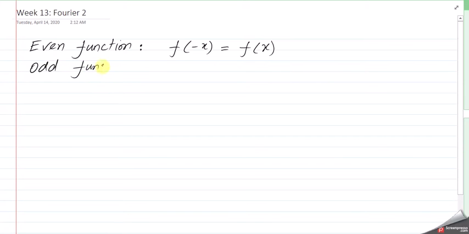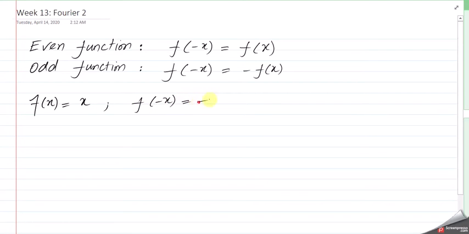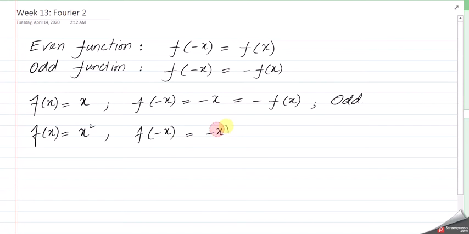Similarly, an odd function is a function where if we replace x with minus x, we can take the minus sign out. Let's see a couple of examples. For example, if f of x equals x, we replace x with minus x, and that is minus x, which of course is equal to minus f of x, so it's an odd function. If f of x is x squared, then f of minus x would give minus x whole squared, which is x squared, so the minus vanishes, and it is an even function.